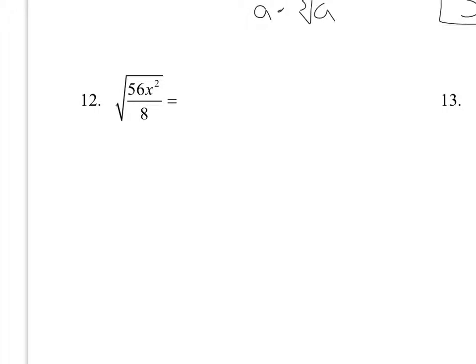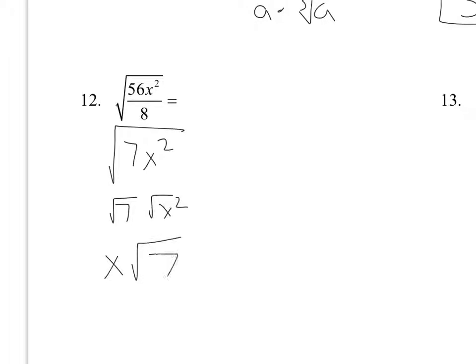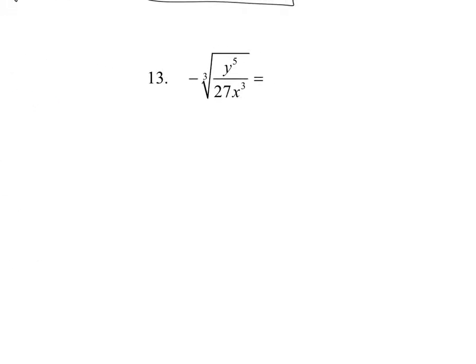All right, 56 is not a perfect square, 8 is not a perfect square, but if I divide 56 by 8, I get 7x squared. So then I can break that into square root 7, square root x squared, which would be x square root 7. Okay? So again, regardless of the numerator, denominator was not a perfect square. So try to simplify so we don't end up with a denominator radical. Okay? Negative. Just remember there's a negative out there.